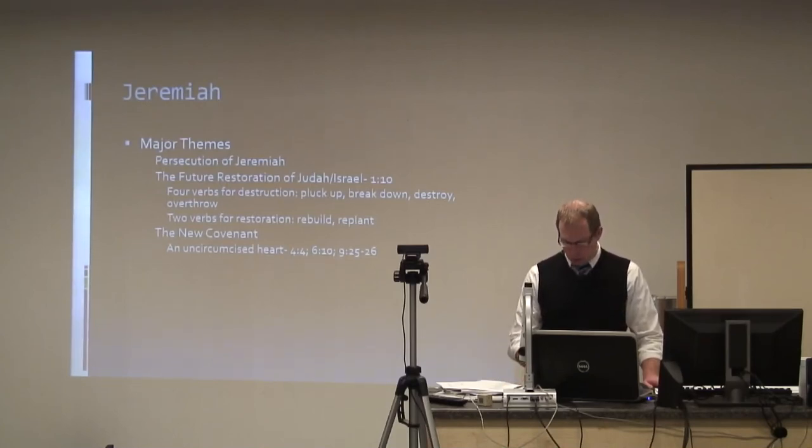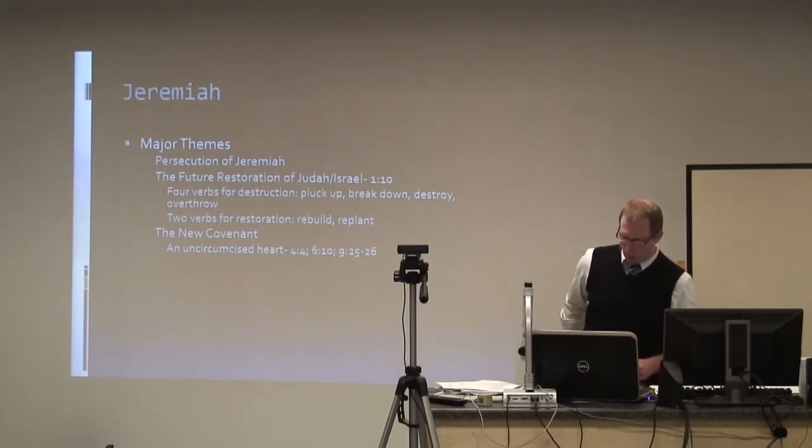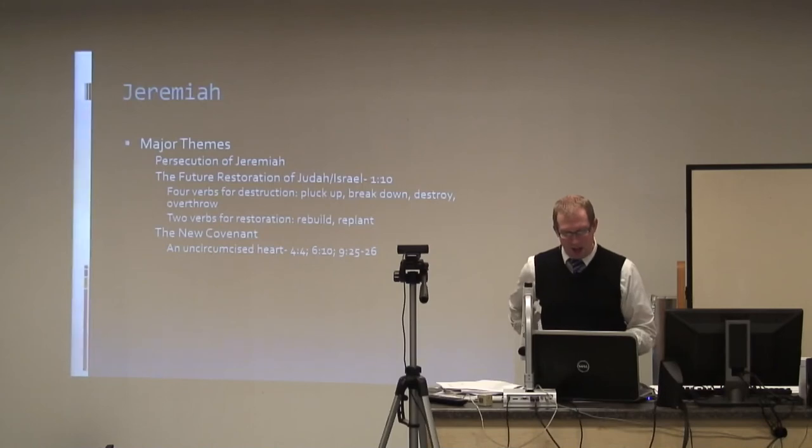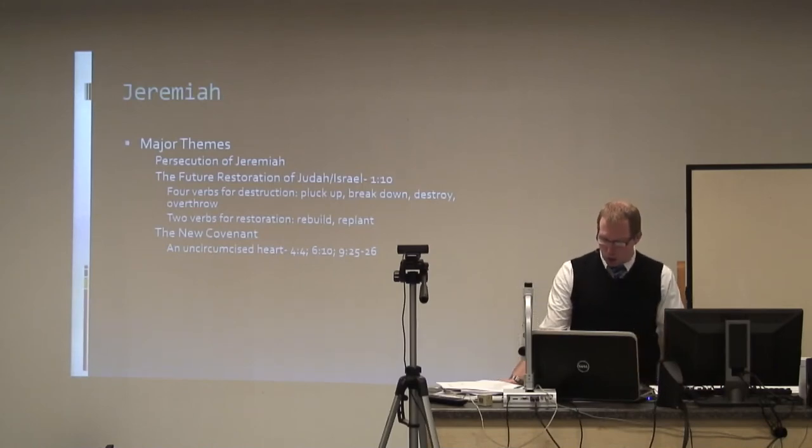Chapter 9, verses 25 and 26. Behold, days are coming, declares the Lord, that I will punish all who are circumcised and yet uncircumcised, Egypt and Judah and Edom and the sons of Ammon and Moab and all those inhabiting the desert who clip their hair on their temples, for all the nations are uncircumcised and all the house of Israel are uncircumcised of heart.